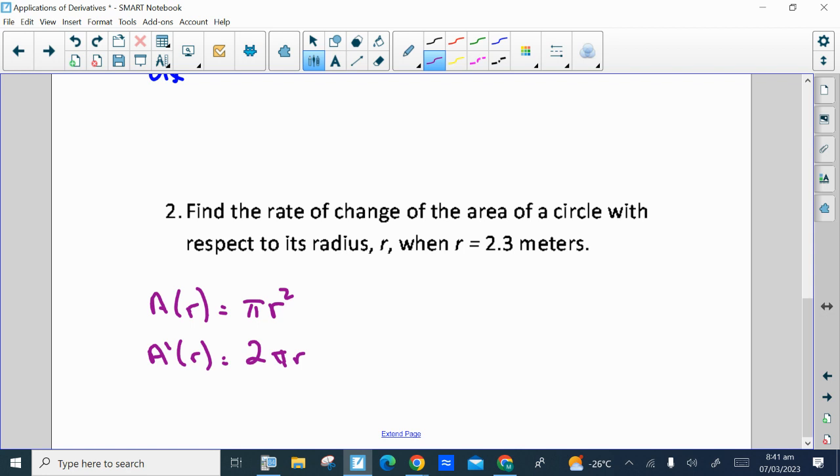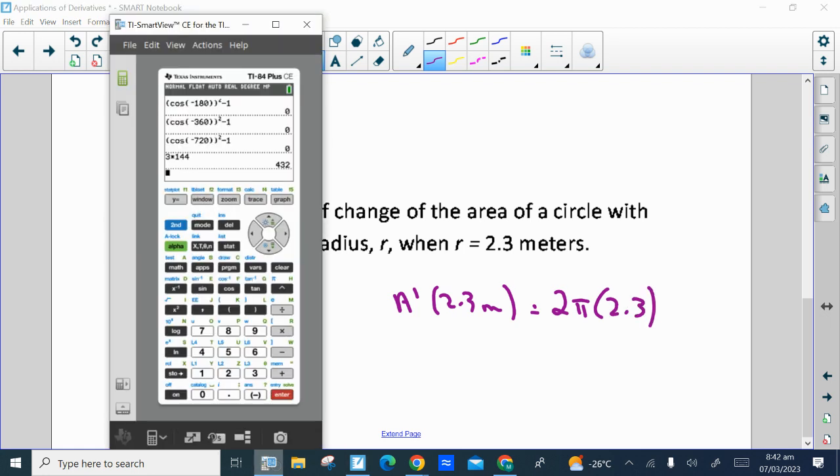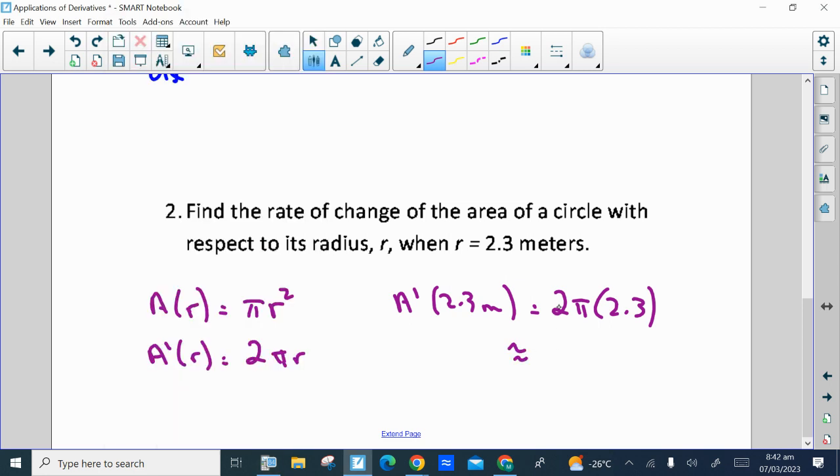So there's our expression for the derivative, which can be used to find the instantaneous rate of change. And in this case here, we want to find out what that value is when R equals 2.3 meters. So it'll be 2 times pi times 2.3, 2 pi times 2.3. And so it's an irrational number. So you can write it like this as an approximate value, approximately 14.45. But we can also write it as an exact value. Just multiply the 2 and the 2.3 together, you'll get 4.6 pi.